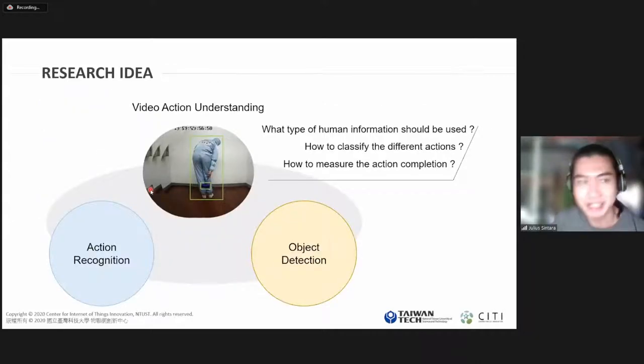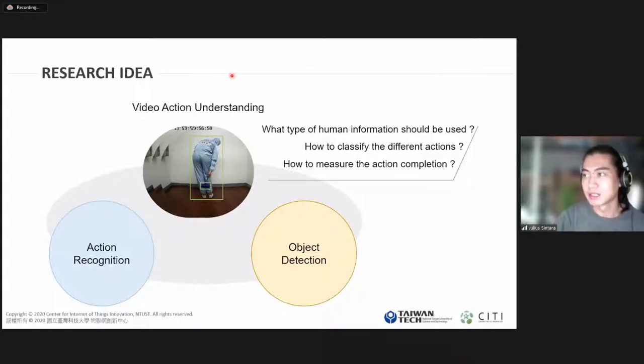So the research idea here is we want to be able to understand the action by the worker via the video itself. So what type of human information should be used? And the question is how to classify the different actions and how to measure the action completion. Like I said, is it done correctly or not? So based on that question and that problem, we use two kinds of AI technique here. First is action recognition, and the second one is object detection.